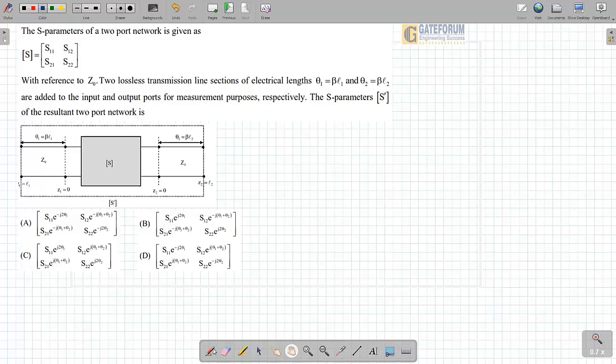So let us try to understand. See, first of all, the S11 parameter, if you see here, it is nothing but V1 minus upon V1 plus. Reflected voltage upon the forward voltage. Right. Now let us take S11.